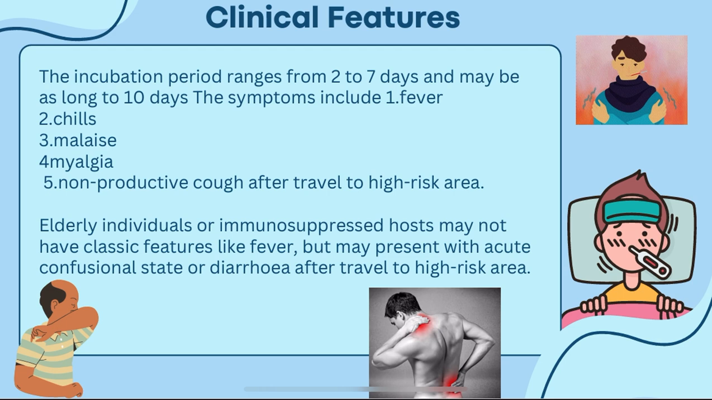The symptoms include fever, chills, malaise, myalgia, and non-productive cough after travel to a high-risk area. Elderly individuals or immunosuppressed hosts, like those suffering with HIV, may not have the classical features like fever, but they will present with an acute confusional state or diarrhea after travel to high-risk areas. Because they are already immunosuppressed, they present this way.